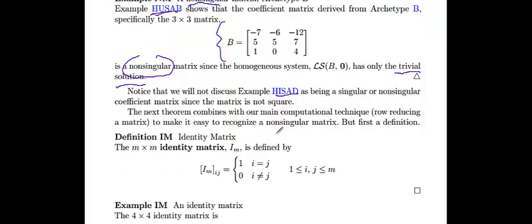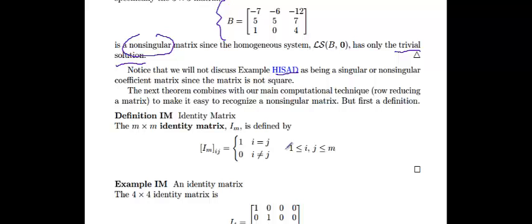Let's go on to another definition, the identity matrix. You're probably familiar with this. This is an algebraic way of defining the identity matrix. Basically, it says that the entries of the matrix are 1 if the row index equals the column index, and 0 if not.